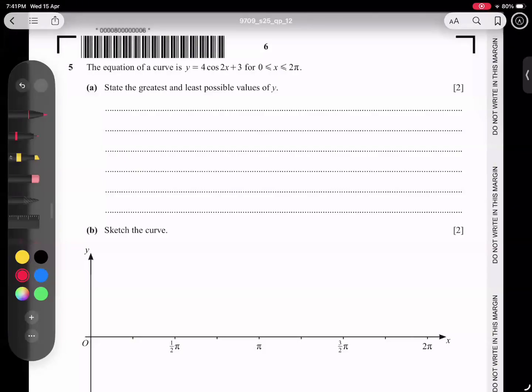Question number 5, students. We are trying now. The equation of the curve is given like this. Before we start, students, I just revise the concept once again. The adding part or subtracting part is called the axis. And the multiplying factor is always called the amplitude. This is called NOC, number of cycles. Normally we have one cycle.